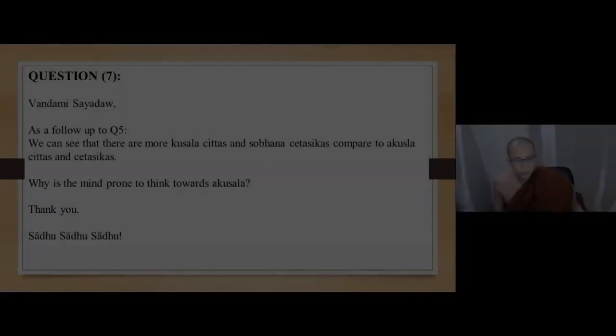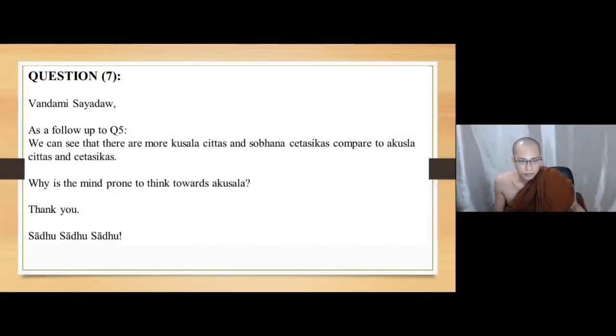Follow-up question to question number 5. From the Citta and Cetasika study, we can see that there are more Kusala Citta and Sobhana Cetasika compared to Akusala Citta and Cetasikas. Why is the mind prone to think towards Akusala?